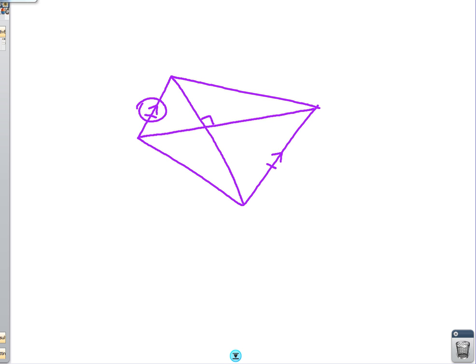What about this one? Anything special there? That would just be a basic parallelogram. Diagonals bisect each other, that's a parallelogram. Okay, nothing special about it. What about this one now?